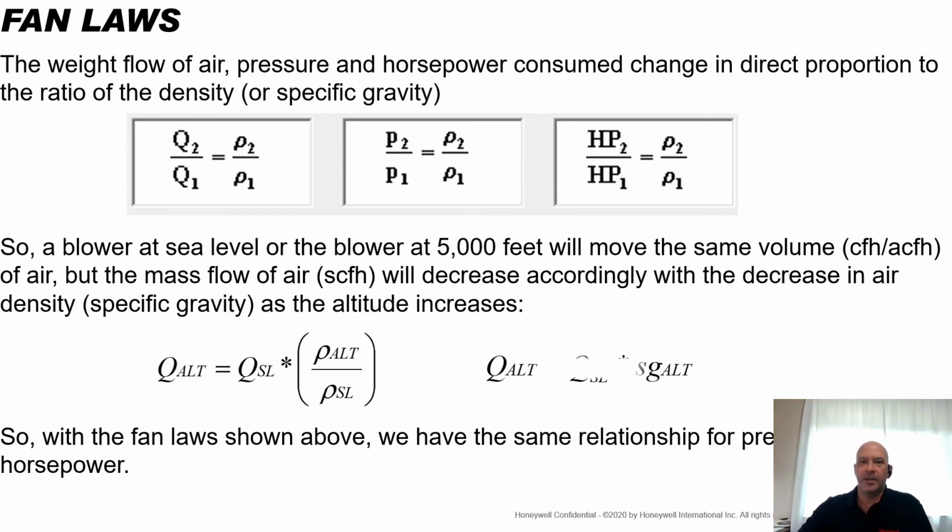So if you're not familiar with specific gravity, you'll see the difference in this weight flow. Q is SCFH. Remember that. The density at altitude is less than the density at sea level, so we're going to have a number less than 1. So you'll see that the SCFH flow at altitude is the weight flow at sea level times the specific gravity. So anything above sea level, that specific gravity starts getting lower and lower. And that same relationship goes for pressure and flow, as you see in the formulas above.